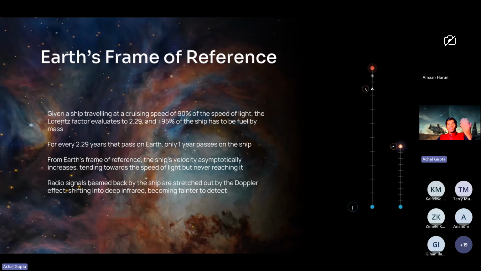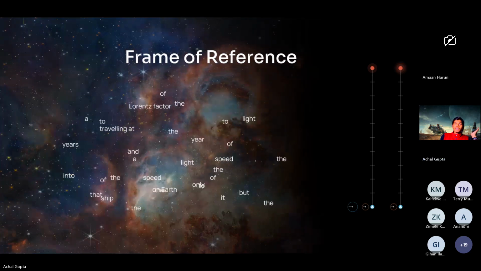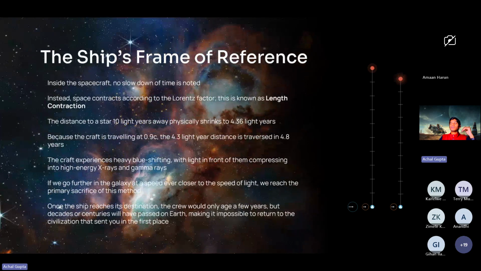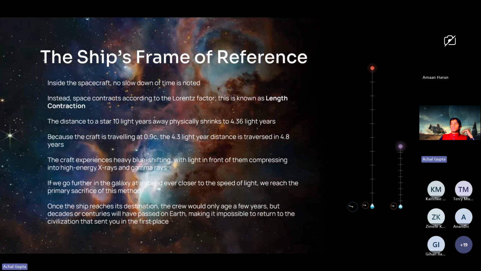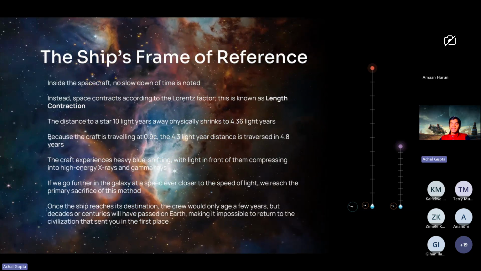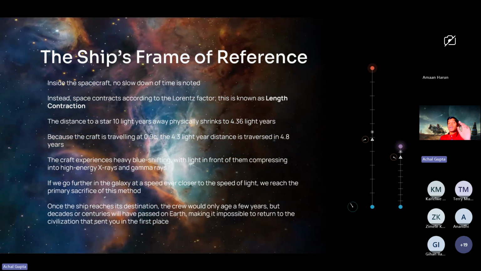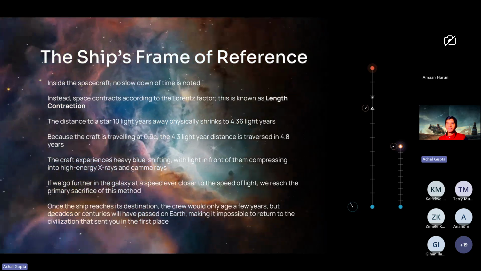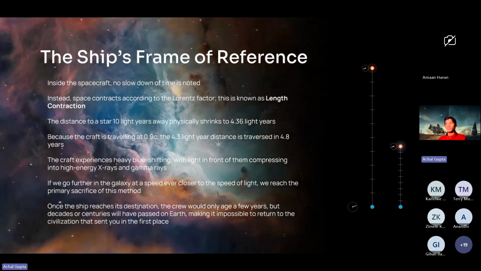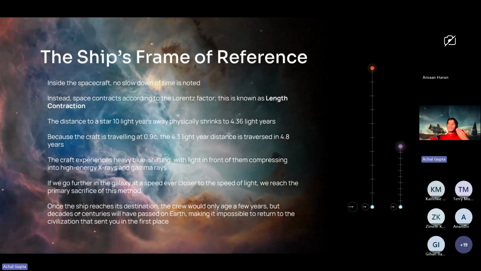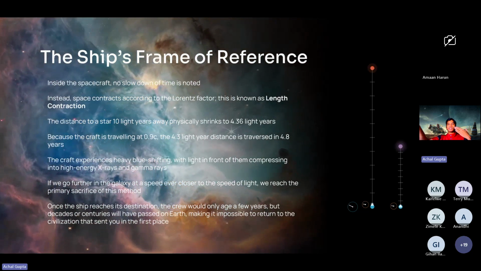Now, for the ship's reference, we don't notice the slowdown of time. We don't notice the speed capping out or plateauing at the speed of light. For us, we're just constantly accelerating. I want to note that even in any frame of reference, we never break the speed of light. So from the ship's point of view, instead of us speeding up to the speed of light, what we notice is the physical distance shrinking down.